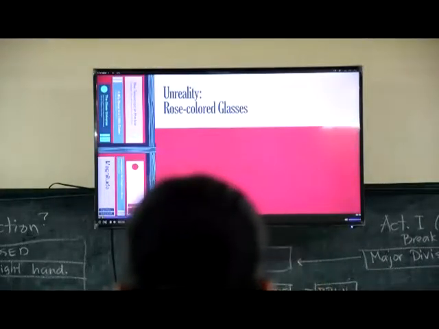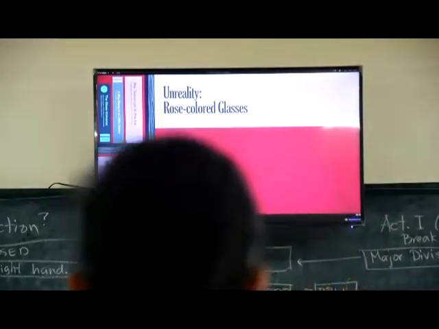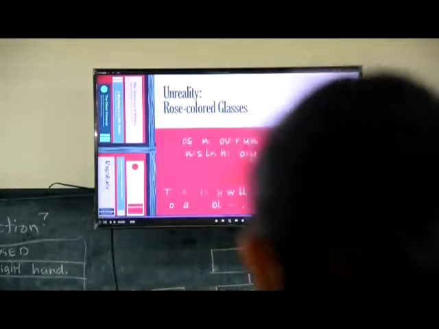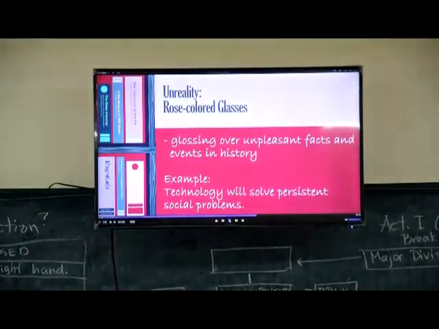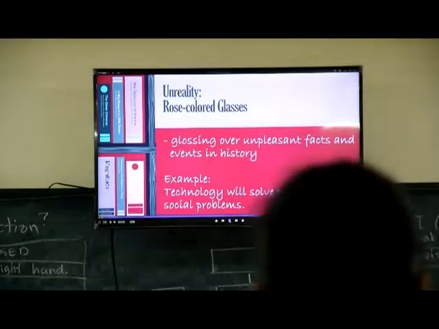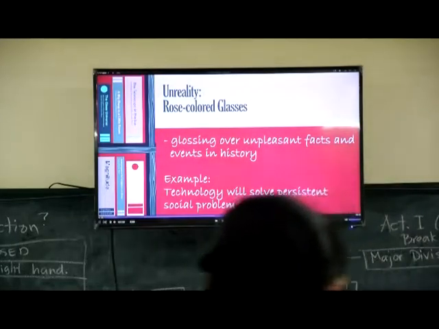Unreality, rose-colored glasses. Many researchers have noted the tendency of instructional materials to gloss over unpleasant facts and events in our history. Another example is the notion that technology will solve persistent social problems.